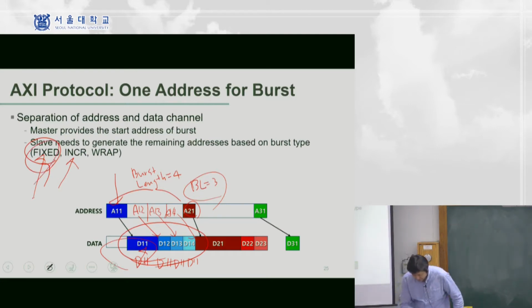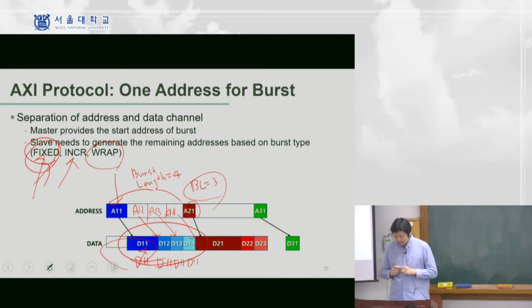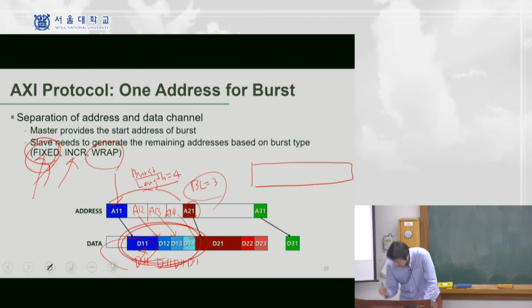So that's an example of the fixed type. And wraparound is another example. Wraparound is, let's say you read. Let's use the same example, with burst length 4. Let me find a better example. Wraparound is something like this.